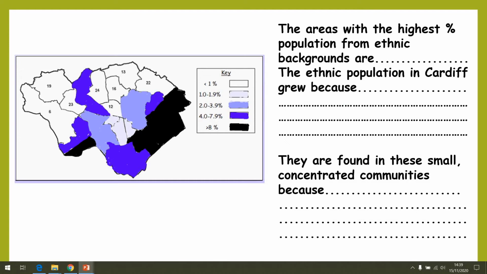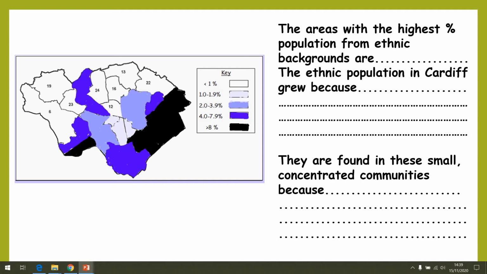So we're going to describe the distribution first. Describe, remember, means just say what you see. So the areas with the highest percentage population from ethnic minority backgrounds are, again, use your compass directions. Where are your dark areas? Okay. So there's not much dark in the north. The majority of the dark areas are in the south. Only one kind of spills over into the north, really. And if you split it down the middle that way, the majority tend to be on this side too. So again, we've got the area with the highest percentage population from ethnic backgrounds are the south and southeast.